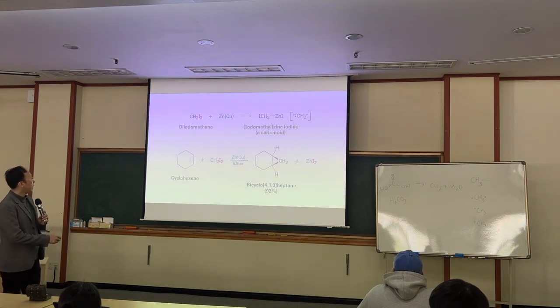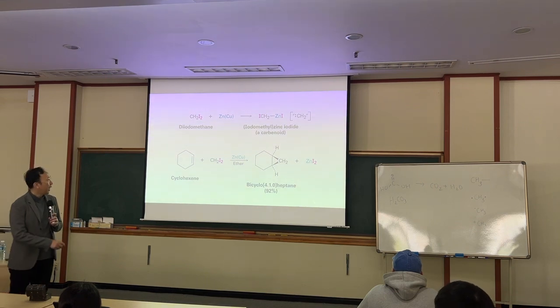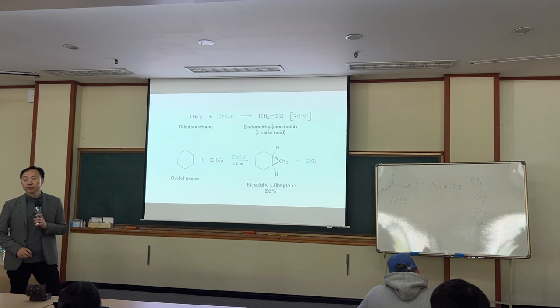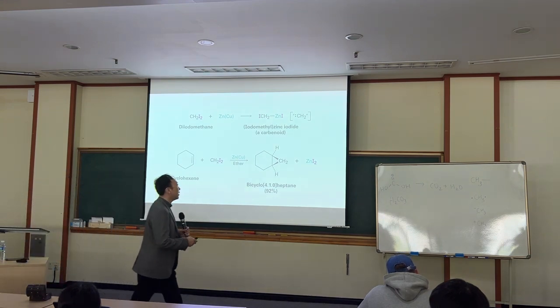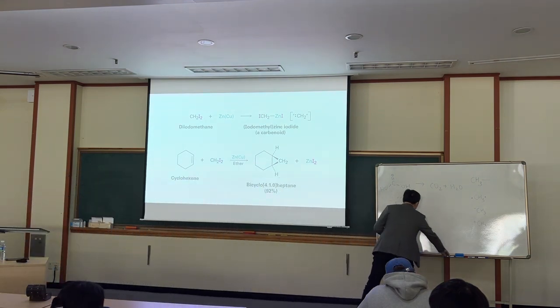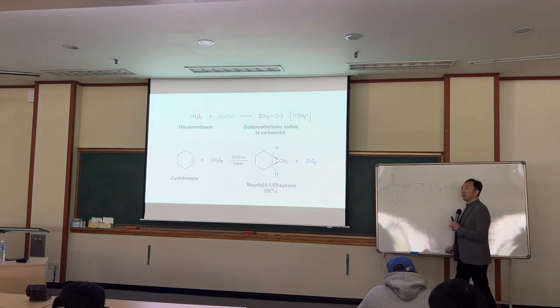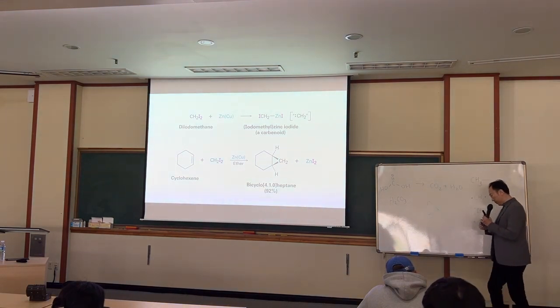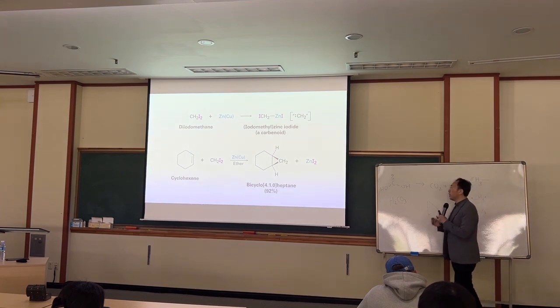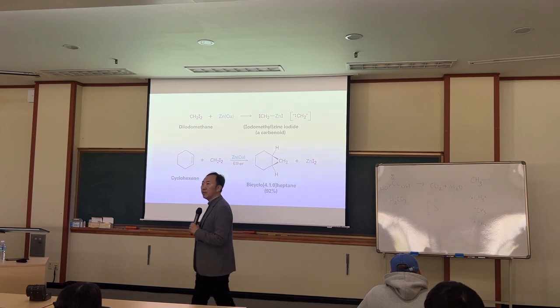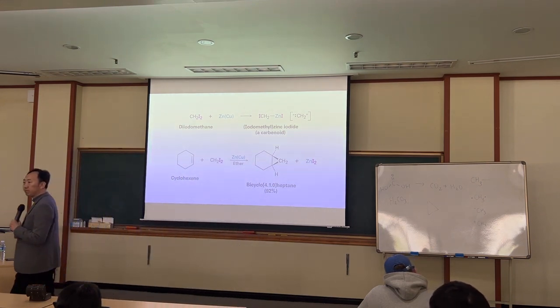Now it can react with this double bond and form very clean tricyclic structures. It has a CH2 here, but if you just draw it simply, it looks like this. So this reaction is a named reaction, the Simmons-Smith reaction. Maybe two chemists invented this reaction together.